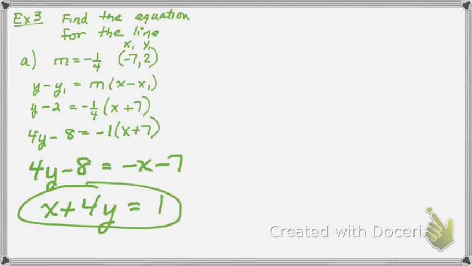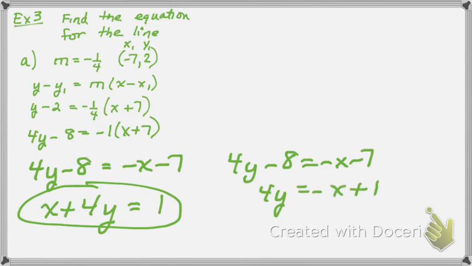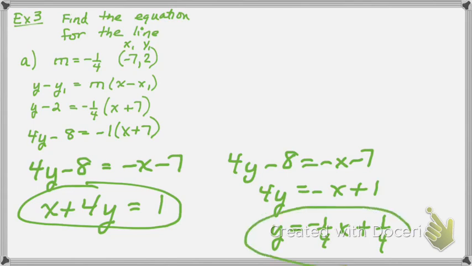If it wanted the answer in slope-intercept form, then I would have to get the y by itself. So to get the y by itself, I could add 8, and then divide by 4. So: y equals -1/4 x plus 1/4. So there's what the answer would look like if you had to go to slope-intercept form. This is what the answer would look like if you were going to standard form. Does that make sense?